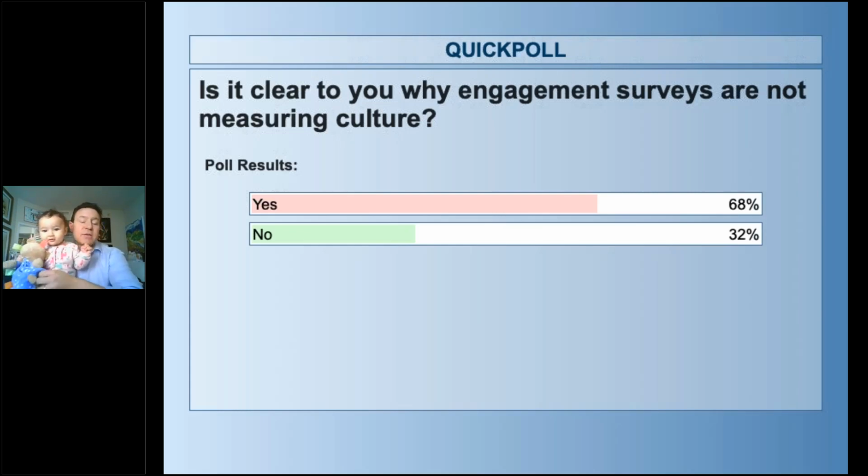Okay, that's great. And so I'm happy to see that 70% of you actually are starting to understand after 4 years of engagement surveys that it's not answering the complete picture of culture. Next poll.